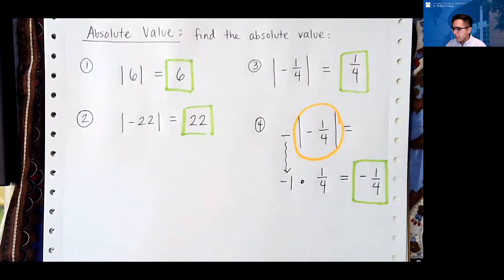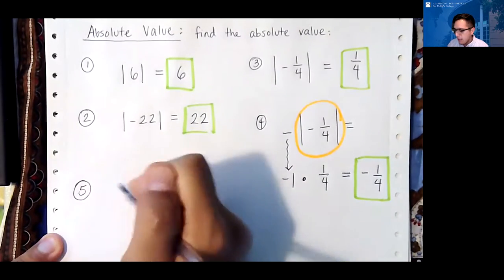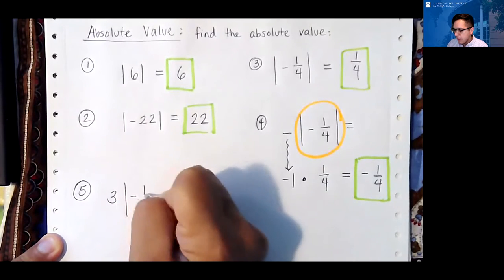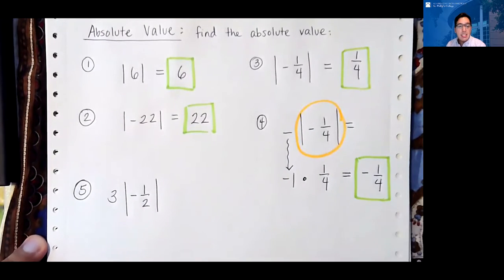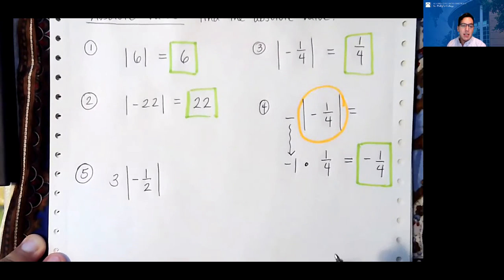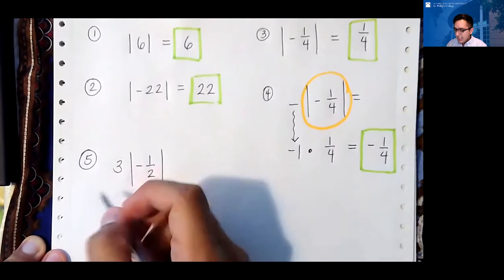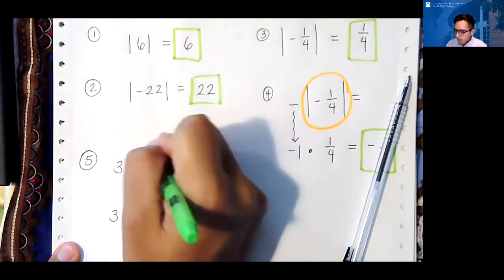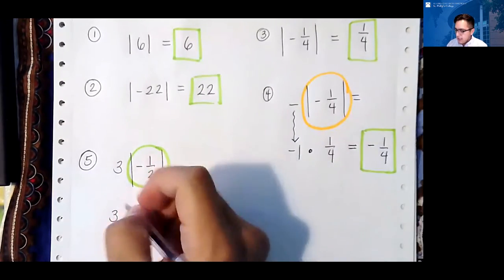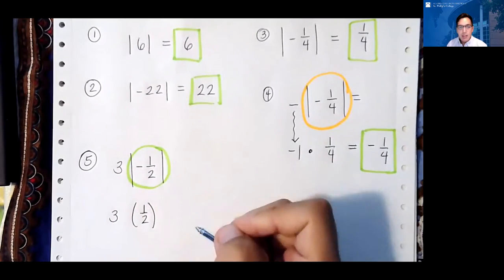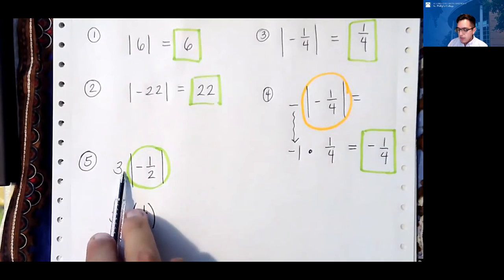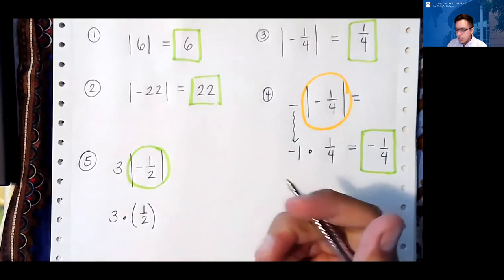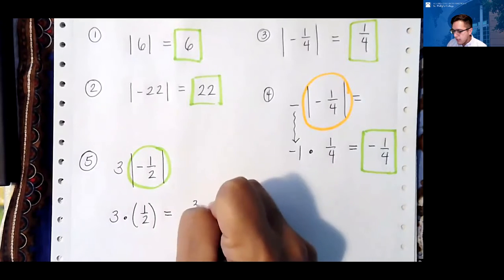Like if I had, for instance, let me go ahead and make a fifth problem up, right? 3 times the absolute value of -1/2. I read it as 3 times the absolute value of -1/2, right? In this case, I would say that this is 3 times the absolute value of -1/2, which is 1/2. So then I don't have an operation written here between the 3 and the absolute value bars. So that's implied multiplication. It's the default operation. So I can multiply this out and I should get 3/2.